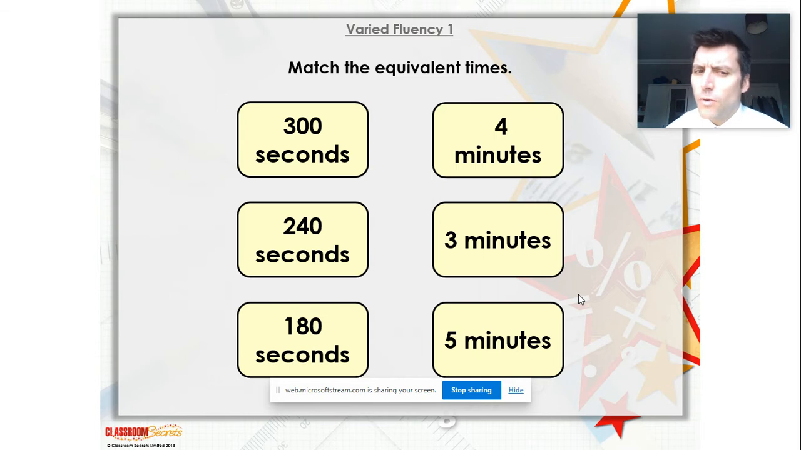What will 3 minutes be then? What will 4 minutes be? What will 5 minutes be? See if you can match these up quickly. Pause your video while you do it.